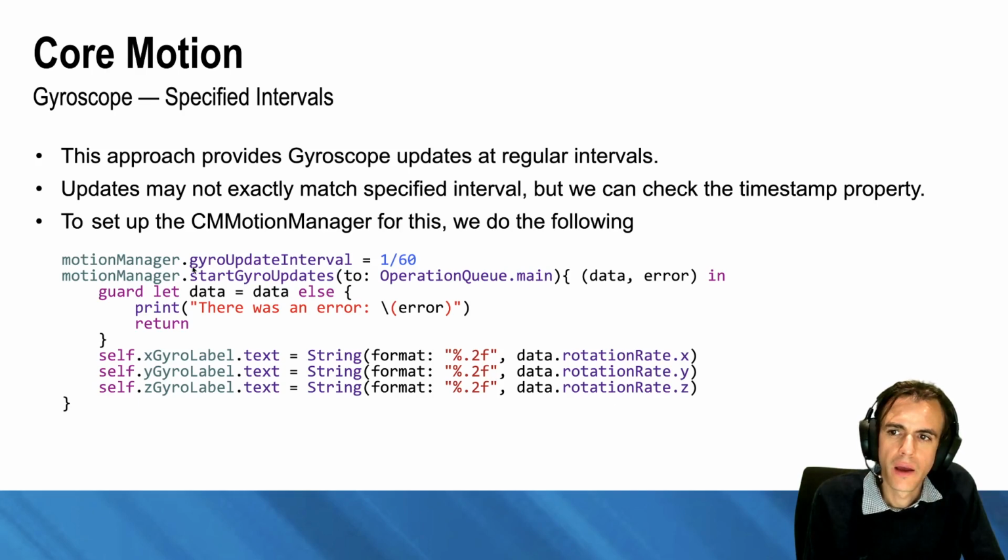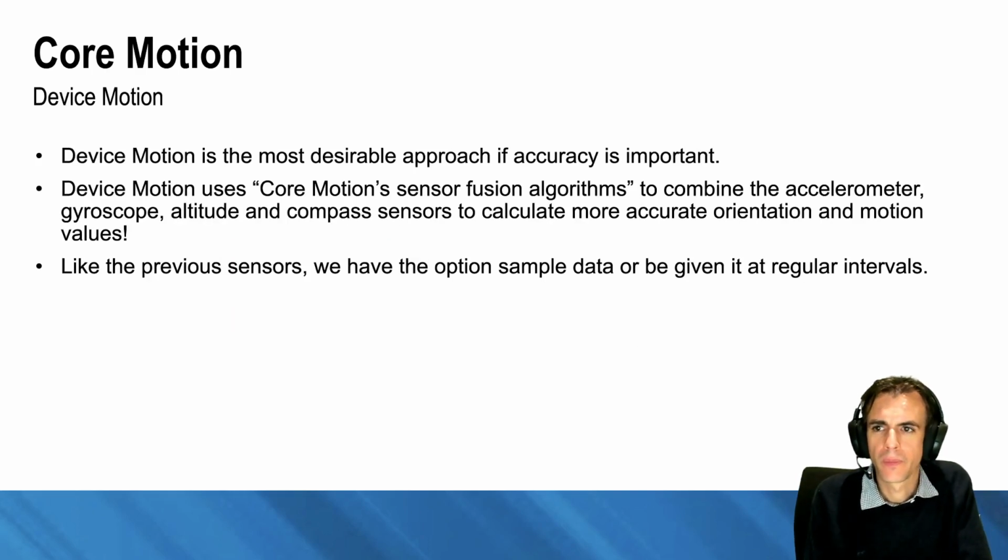Be aware, I should have said this for the accelerometer one too, just because you request updates at 1/60th of a second, if the app is busy or doing other things, it may not deliver them that fast. So just be aware if you're using this and you care about the timeliness of this, you can actually check when each of these is recorded, so that you can be more accurate if you need to be.